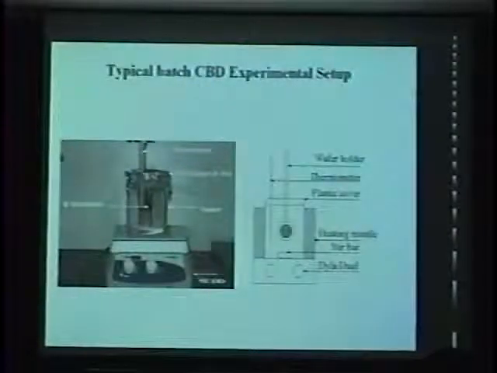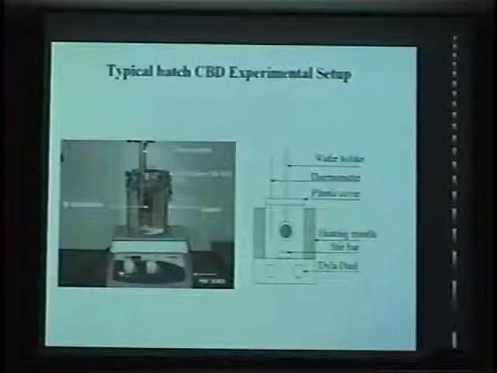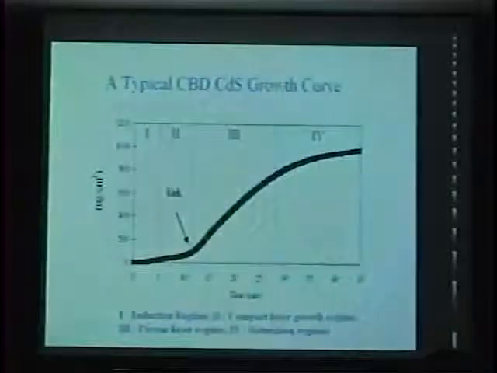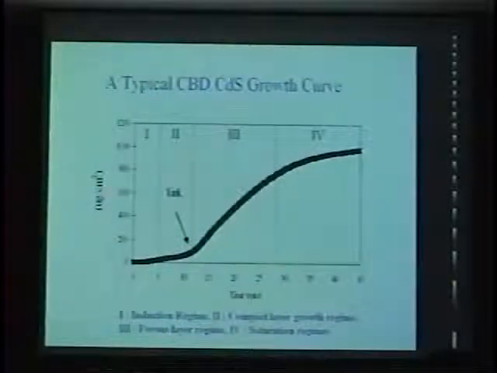So this shows a typical experiment setup for the chemical bath. Essentially, you just need a beaker, you put your substrate in there, and you have a hot plate, and then you start your reactions. And as you can see, this shows a growth curve. Okay, so this is from the quartz crystal microbalance, and this is time.